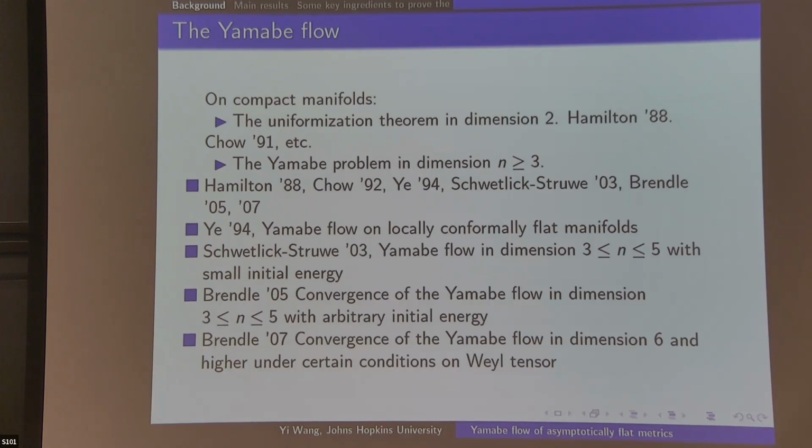Hamilton first proved that the Yamabe flow always has long time existence. This is different from other types of geometric flows like the Ricci flow. Ricci flow doesn't necessarily have long time existence, but for Yamabe flow, Hamilton proved that. Then under some positive Ricci curvature condition, Chow proved the first convergence result in 92. Afterwards, Rugang Ye gave a proof in 94 on locally conformally flat manifolds.